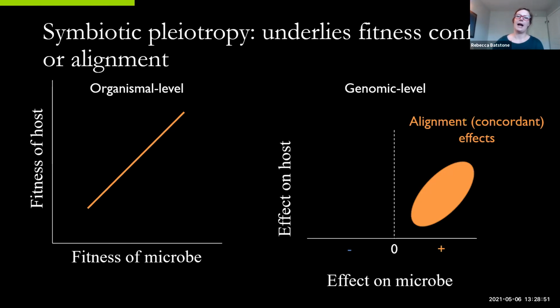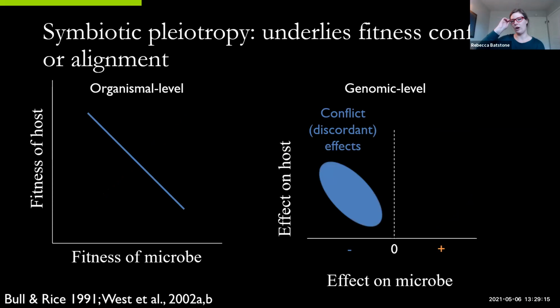We might see that strong fitness alignment at the organismal level is governed by many pleiotropic variants whose effects are in the same direction, or concordant. So for example, variants associated with both an increase in microbial fitness as well as an increase in host fitness, which is represented by the cloud of points falling to the right of 0.